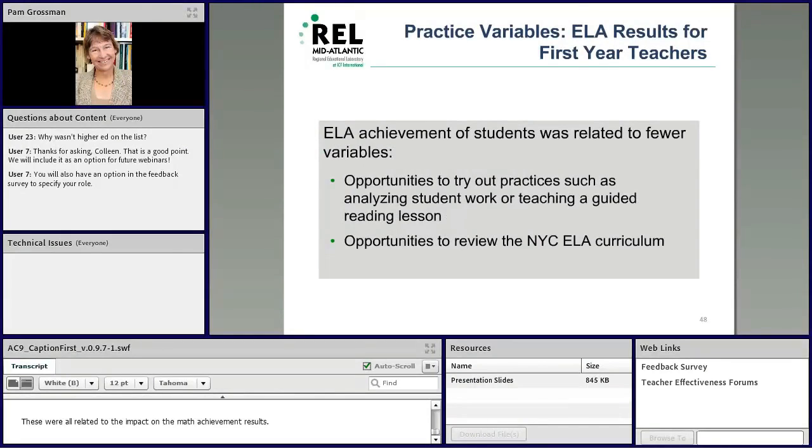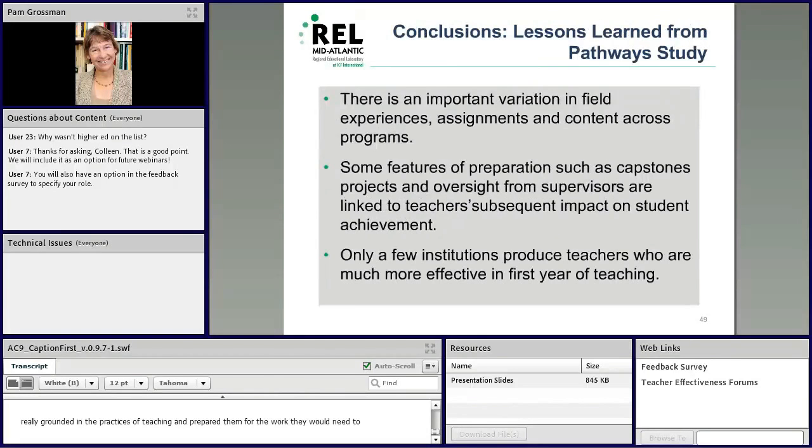In ELA, it was related to fewer of these variables, but again, it was related to those practice-based opportunities, and it was related to opportunities to review the New York City ELA curriculum. So again, it had to do in some ways with the extent to which the opportunities that candidates had were really grounded in the practices of teaching and prepared them for the work they would need to do as first-year teachers.